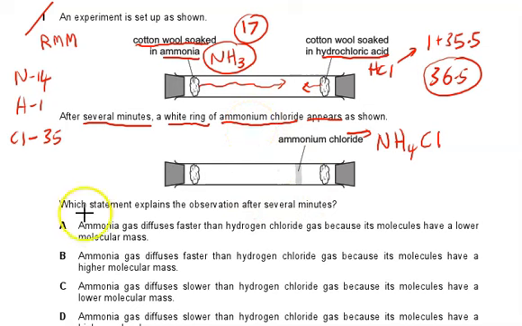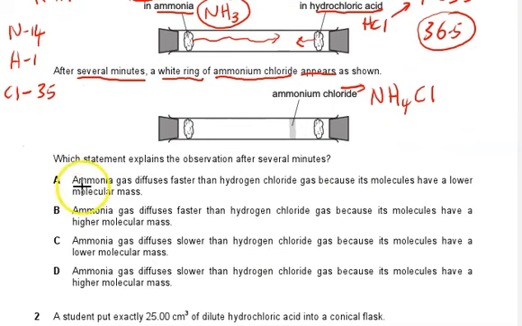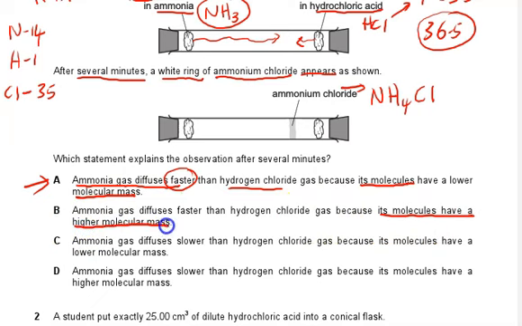So your answer here will be: ammonia gas diffuses faster. Yes, it's correct, because its molecules have a lower molecular mass. This is the most possible answer, but we have to look at the other options. Ammonium chloride diffusing faster is wrong, because when it is heavy, it is slower in its movements. Ammonia diffusing slower is also wrong. Both of these are wrong, so your best answer here will be A.